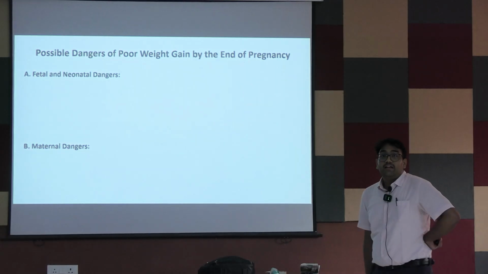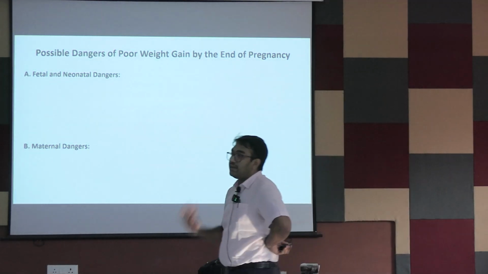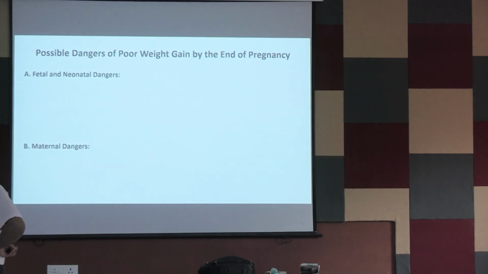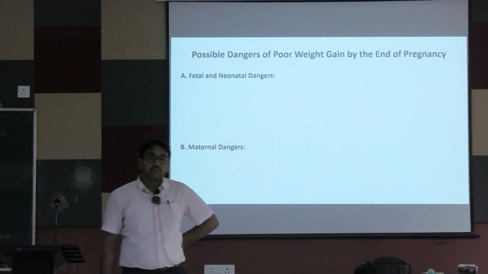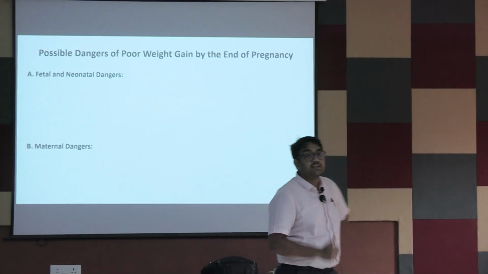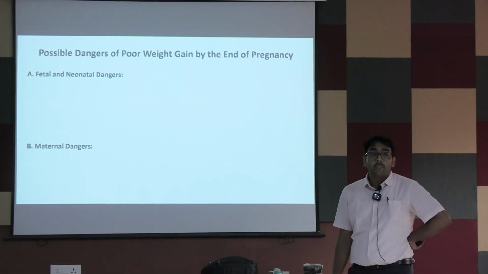So what are the possible dangers of poor weight gain? Like the mother, as we discussed, should ideally have 12 kilograms of weight gain. First 1 kg in the first trimester and 5 kg each in the second and the third trimester. So what if this weight gain is not happening? What are the dangers? There are some dangers to the mother and some dangers to the baby.